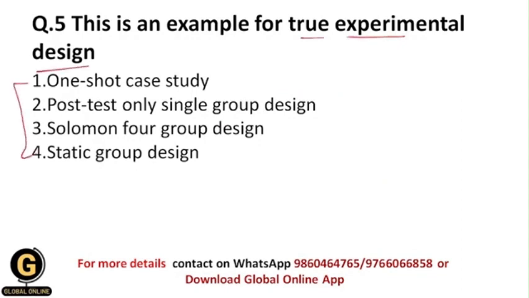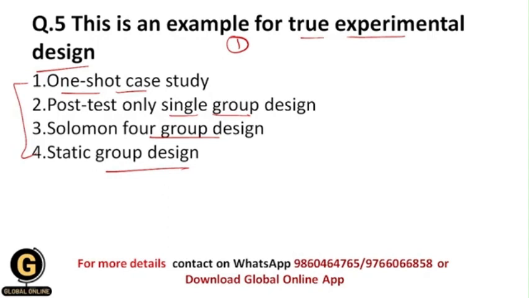Next is, this is an example of true experimental design. So from these study designs, which is the example of true experimental design? One shot case study, post test only single group design, Solomon 4 group design, or static group design. First of all we will see what a group design is. In group designs, analysis of data and conclusions drawn from the study occur at the level of the group, not individual participants. So whatever conclusions we get are made from the groups, not from the individual persons. This is called the group design.